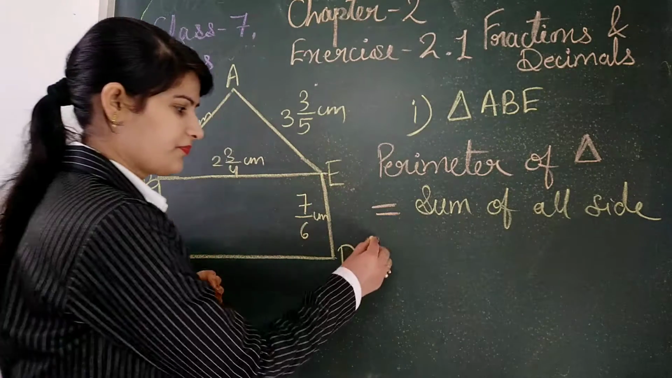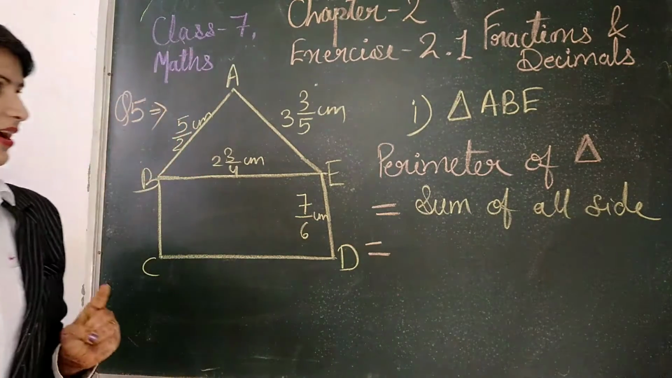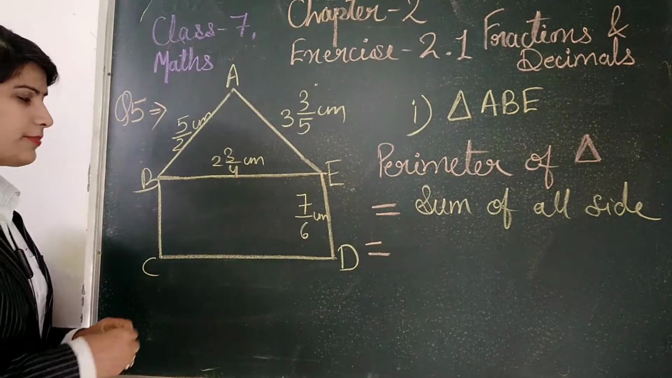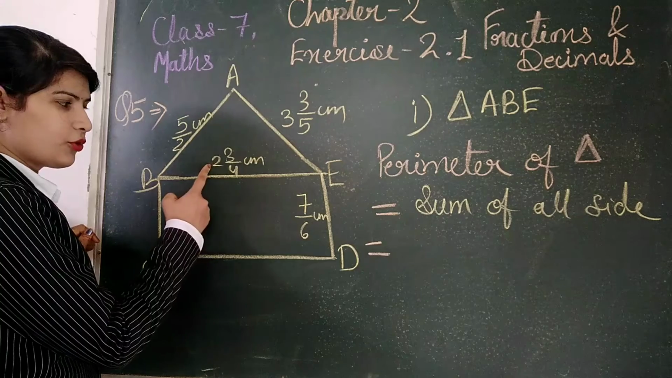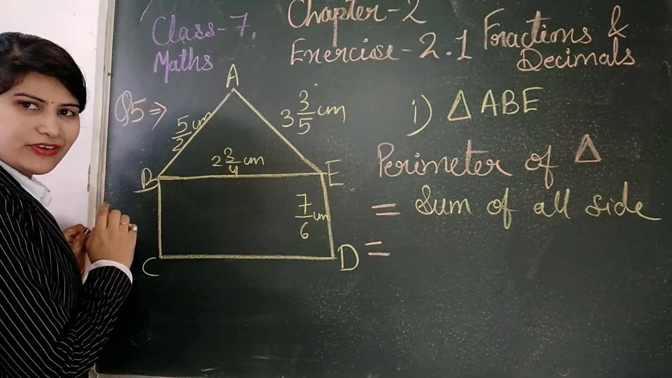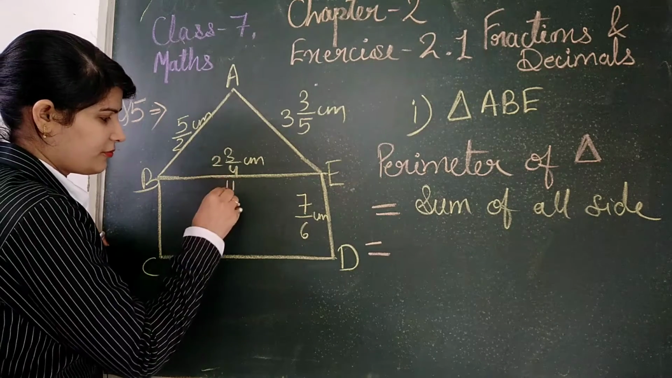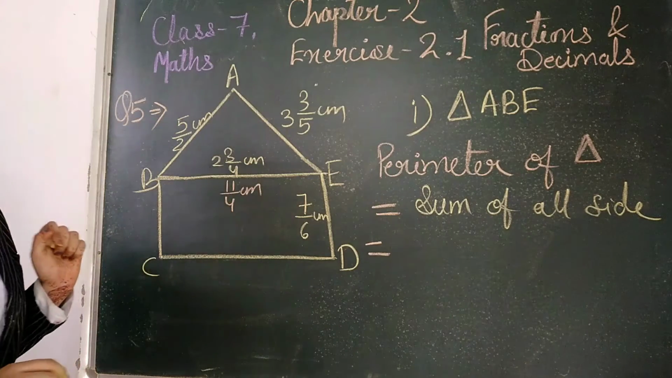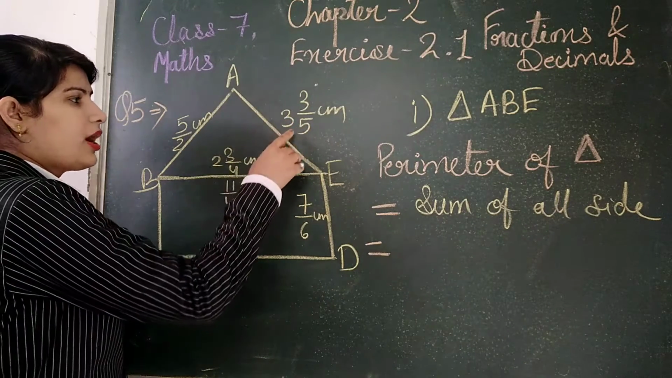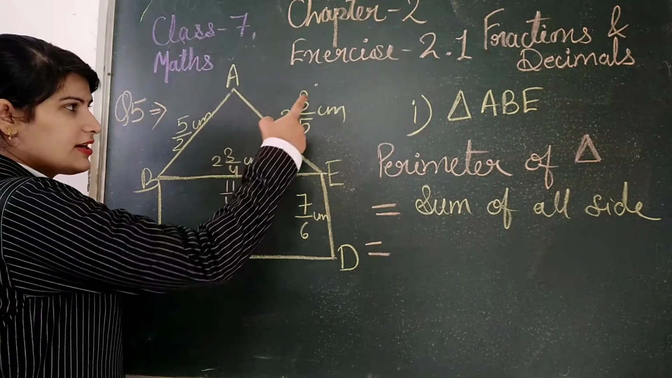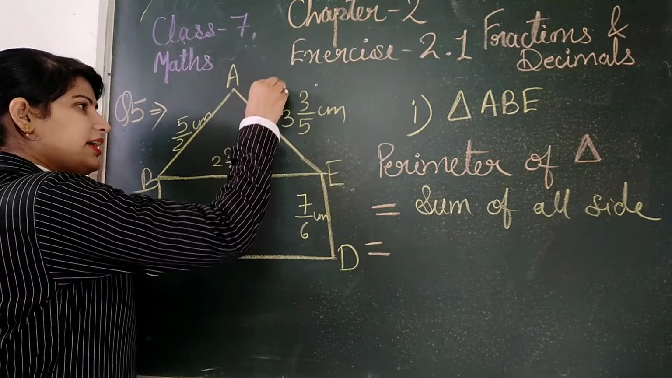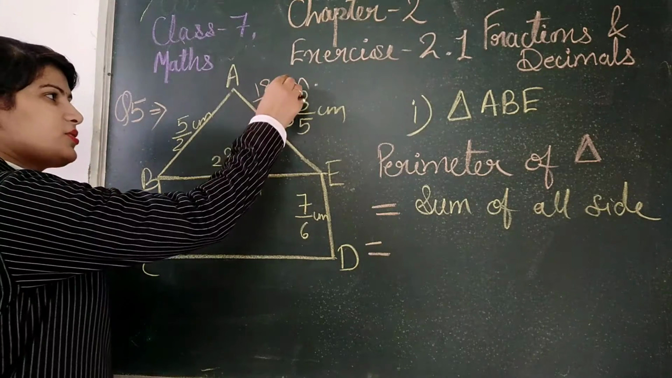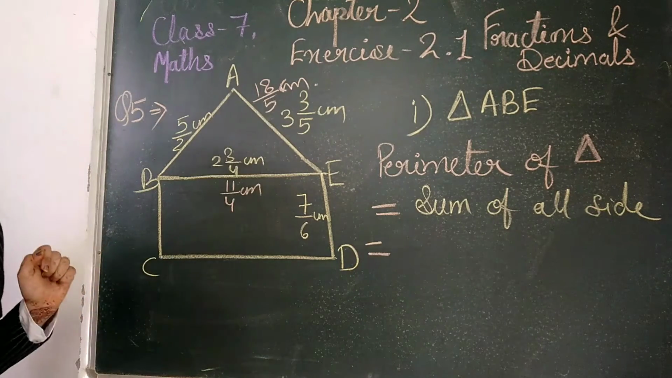Okay, so sum. First I am going to convert the mixed fraction into an improper fraction. Here 4 2s are 8, 8 plus 3 is 11/4 centimeter, right? Now 5 into 3 is 15, and 15 plus 3 is 18/5 centimeter. Okay, so I am converting the mixed fractions first.